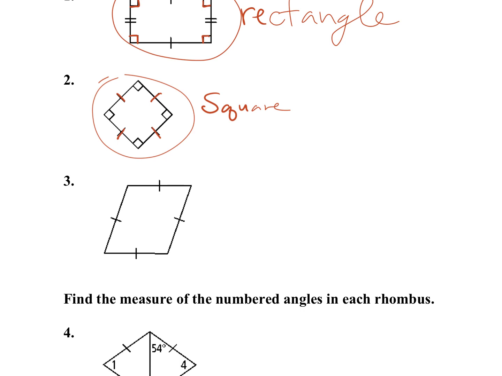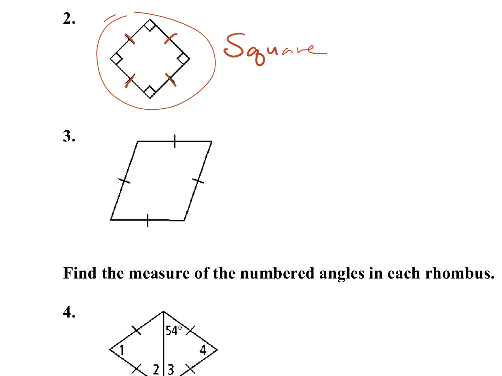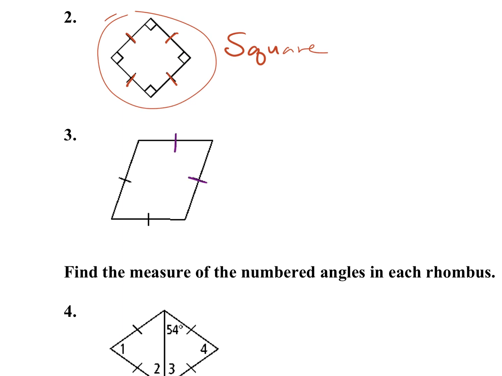Anyway, okay, so this is what type of parallelogram? What's the most specific name you can give number 3? A rhombus. If all 4 sides are congruent, but we don't know anything about the angles, you say rhombus.